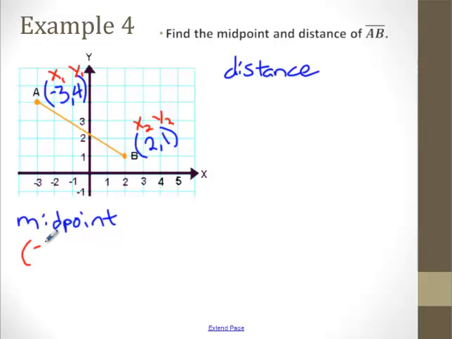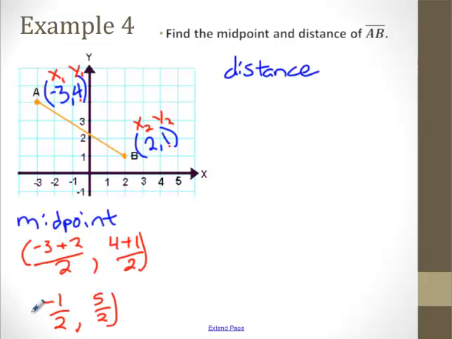Alright, so for midpoint, we're going to take negative 3 plus 2, divide by 2, comma. Now we're going to take our two y values, 4 plus 1, divide by 2. Now negative 3 plus 2 is negative 1, so my x value is negative 1/2. My y value, 4 plus 1 is 5, over 2. That's 5/2, which is 2.5. So if we go to negative 1/2 into 2.5, here's where our midpoint is. We're going to label the midpoint M. Typically, that's what you'll see as the midpoint M because, well, it starts with M.